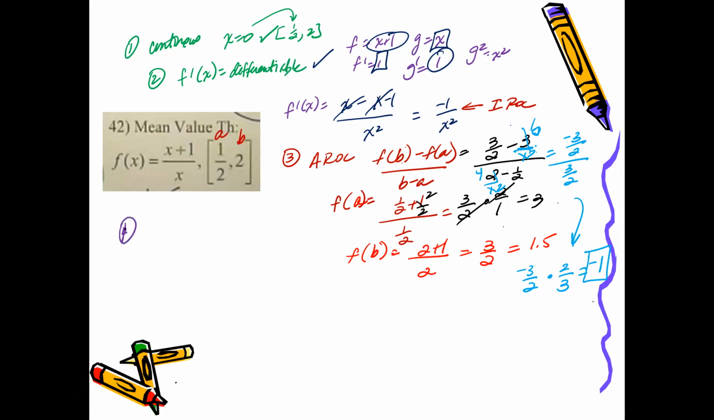Fourth step, I'm going to take my instantaneous rate of change and set it equal to the average rate of change. So my instantaneous rate of change is negative 1 over x squared, equals the average rate of change, negative 1 over 1. Cross multiply, negative 1 equals negative x squared. Cancel the negative, positive 1 equals positive x squared.